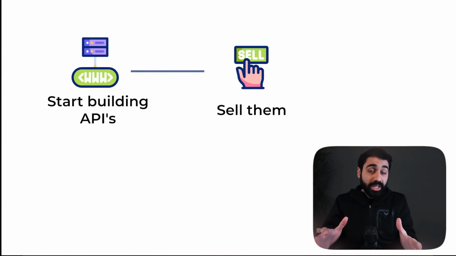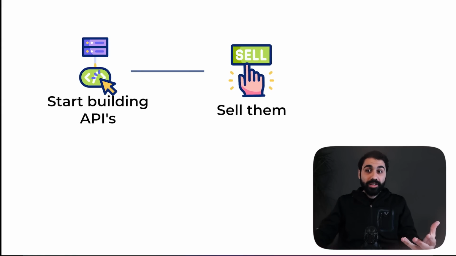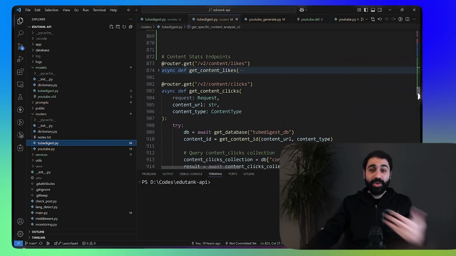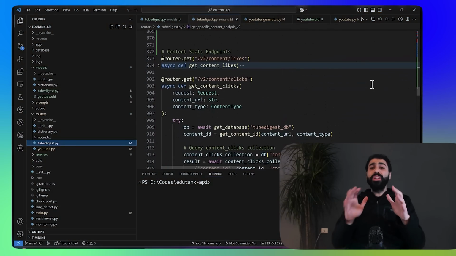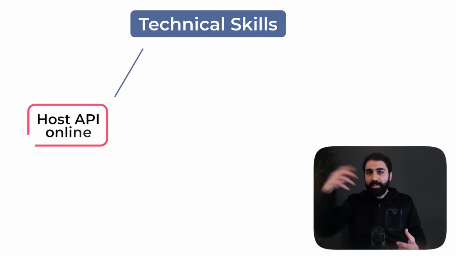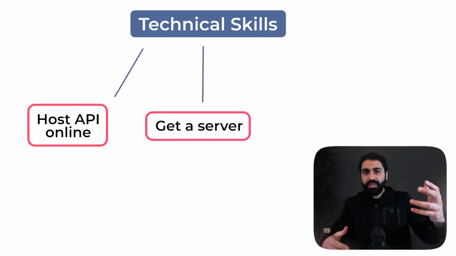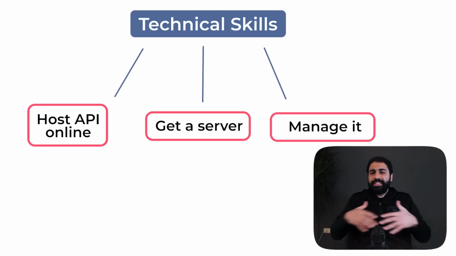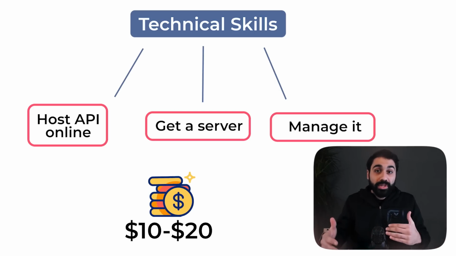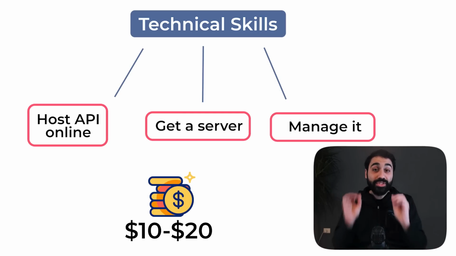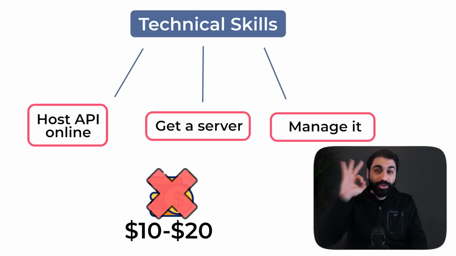Now, usually, when you want to build an API, you will see some code like this one here. It's one of my APIs, by the way. Not only coding, you will need some technical skills to host the API online, get a server, manage it, and so on. We have a lot of technical details out there, and it will cost you at least like $10 to $20 to get started. But today, I will show you how to get started with $0.